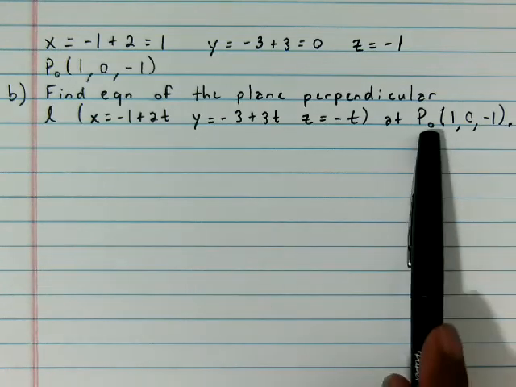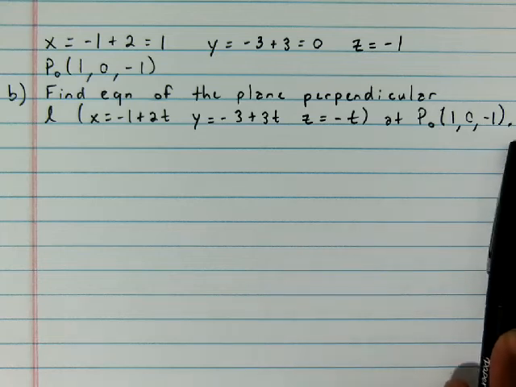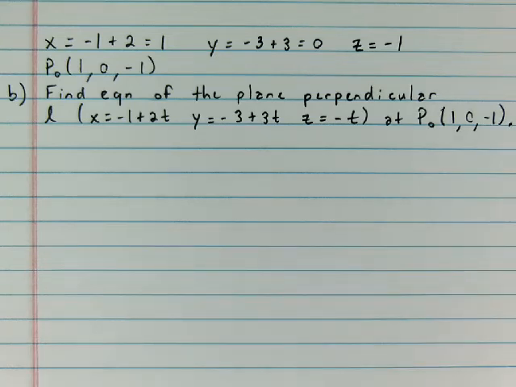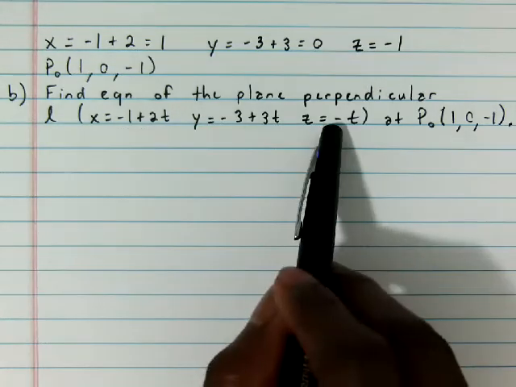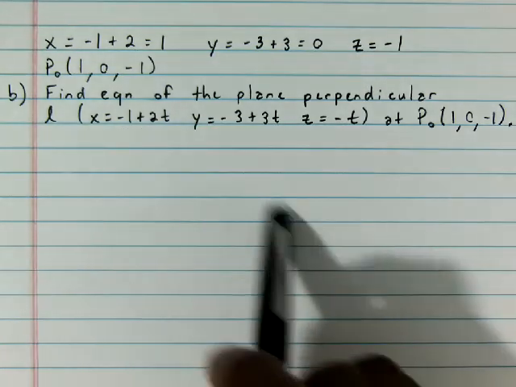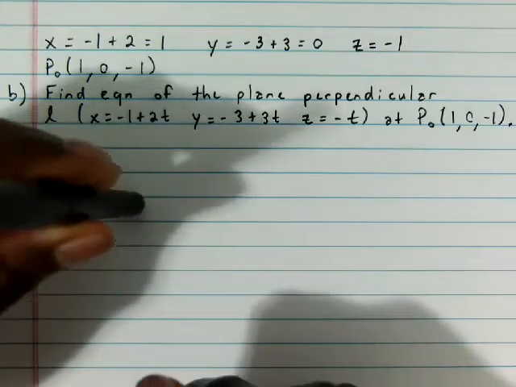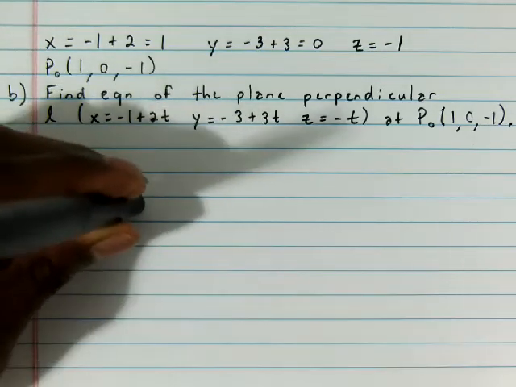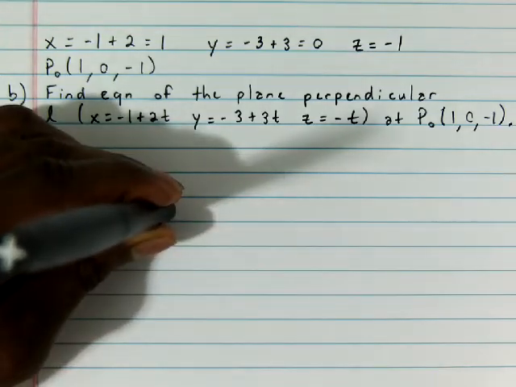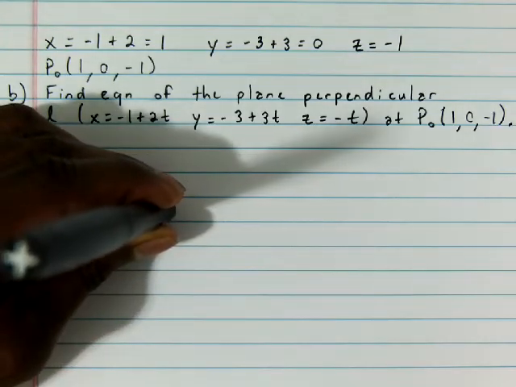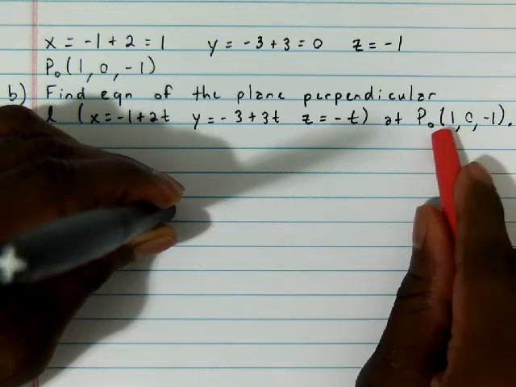First, they gave us a point on the plane, and now all we need is a vector that's perpendicular to the plane. This plane is perpendicular to this line. So we're looking for the equation of this plane. We know that this is the line right here. We know that this line right here is perpendicular to the plane. What do we need? We need a point on the plane. We already have it, P naught.